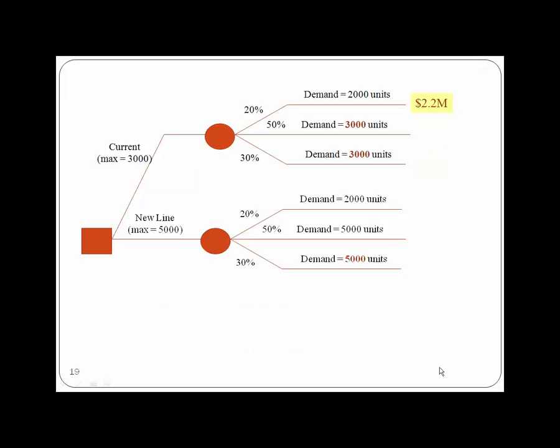Now what about the new line? Again, the new line has a higher maximum capacity of 5,000, so that means it can meet all the demand if demand is low, all the demand if potential demand is medium, but it can only meet 5,000 of the unit demand if the demand is high. Remember again, on this branch, the potential demand was 7,000, but we can only pick up 5,000 of it.